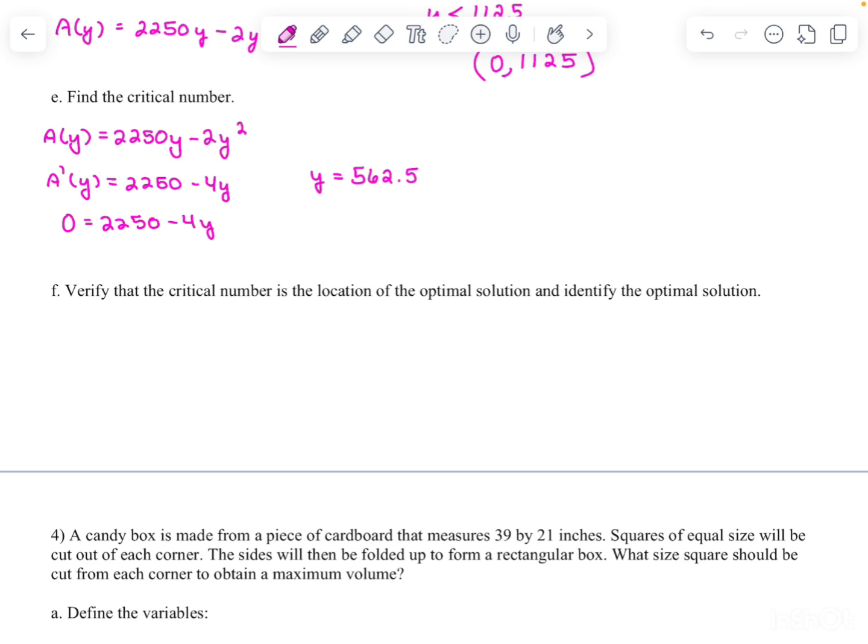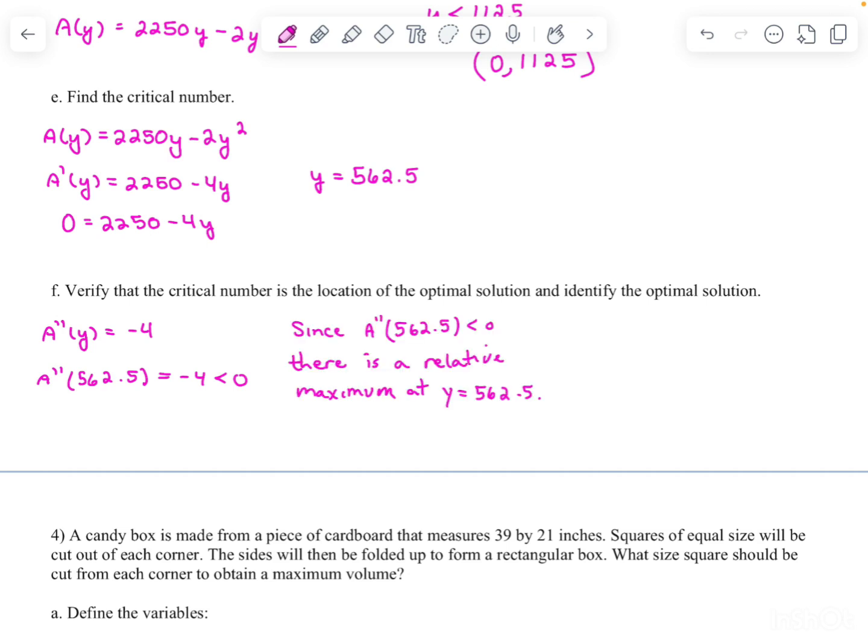Part F. Verify that the critical number is the location of the optimal solution and identify the optimal solution. To verify that the critical number is the location of the optimal solution, I'm going to use the second derivative test. The second derivative of the objective function is -4. If we evaluate the second derivative at the critical number, that is also equal to -4, which is less than 0. Since the second derivative, when y is equal to 562.5, is less than 0, there is a relative maximum at y is equal to 562.5.